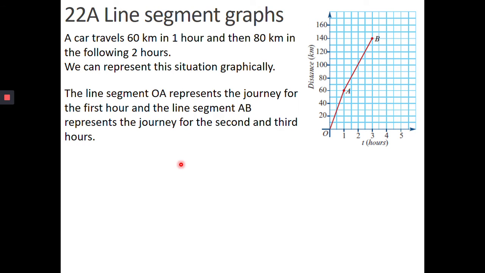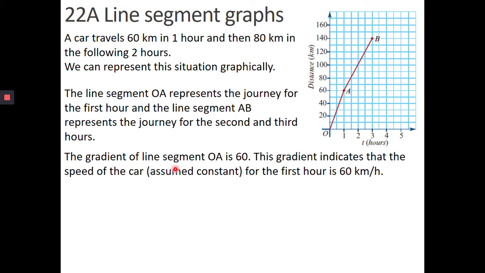The line OA represents the journey for the first hour. We can see it just takes 1 hour. And AB represents the journey for the second hour. So that's the second hour between 1 and 2, and the third hour between 2 and 3. Nothing tricky there.